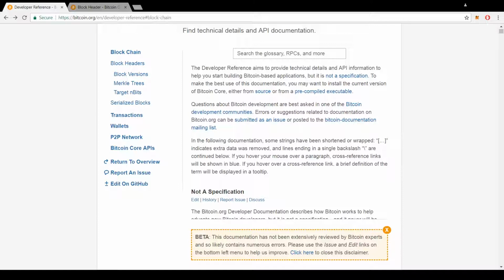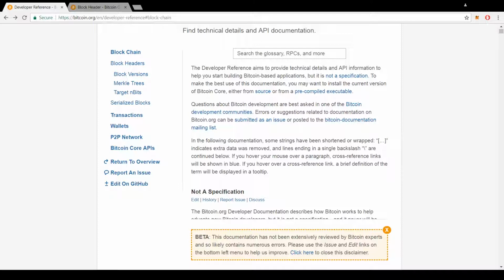So what is the developer reference? Well, as you might expect, the developer reference provides all the technical details for building these apps. Sometimes they're called dApps, the D stands for decentralized, and we'll go into more details about what that actually means later. This document assures that it's not a technical specification, but in all honesty, it gets pretty specific about the tech, so I would regard it as a pretty good technical specification, but I guess that's up for debate.